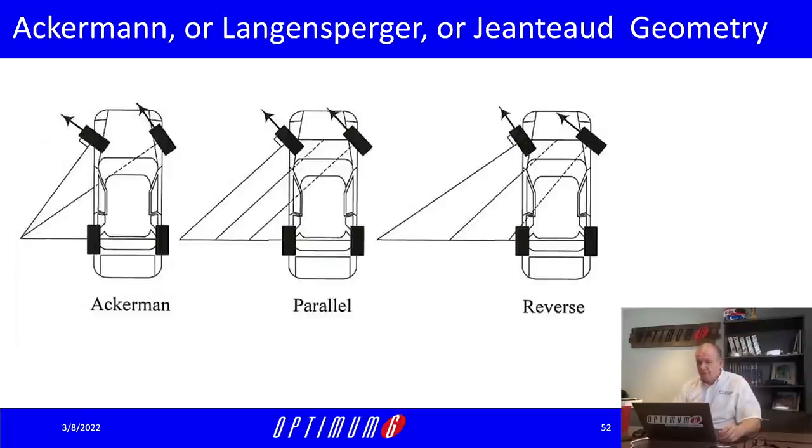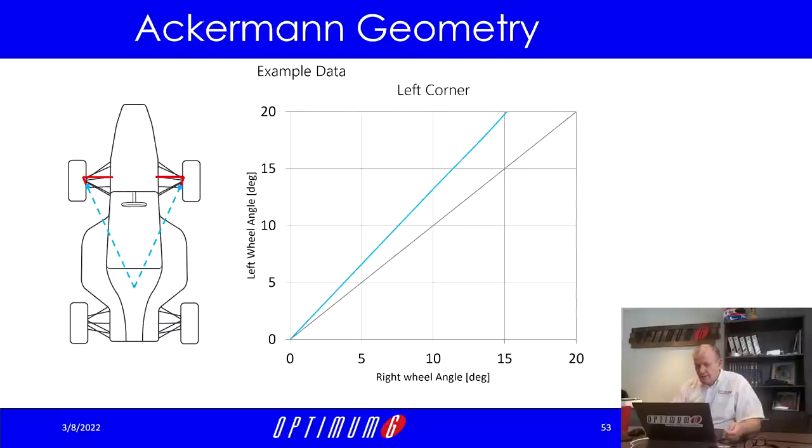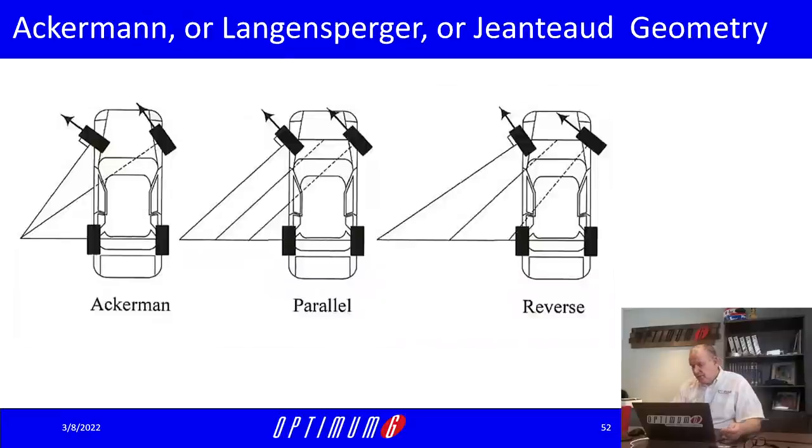Ackermann or Langensperger or Jeantaud, actually Ackermann is the guy who did steal all the work made by Langensperger. And actually it was created by Jeantaud, even a French guy, before even the English and American took care of it. So you can have an Ackermann, a parallel or reverse. And you're going to say, how do you decide it? Well, you cannot do that unless you have your tire model.